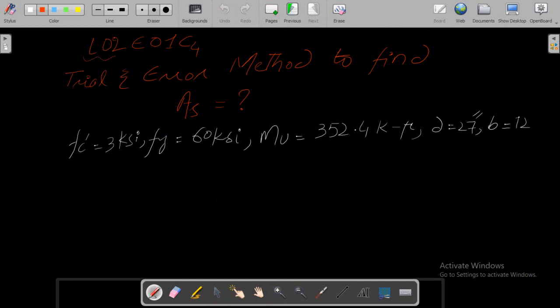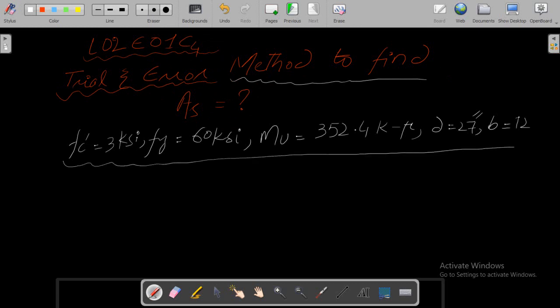In the present lecture, which is L02 example 01 C4, this is the last method, and the method is the trial and error method, right? So in this part, C4, we will cover the trial and error method to find the area of steel. We know all about the data, we have already found this, and we will use the trial and error method. So let's start.